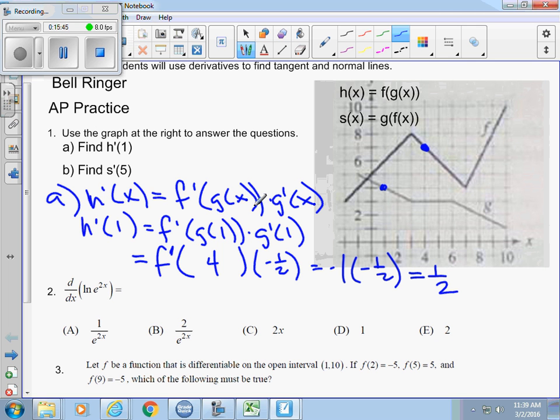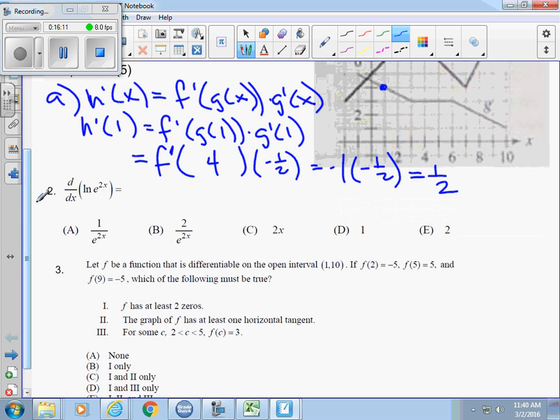I'm not going to do the next one, the s prime of 5. You would do it the same way, except one of the questions, which I don't even remember which one, ends up being at one of these sharp corners. What do you know about the derivative at a sharp corner? There is not one, so this whole thing actually does not exist, I believe, if I am remembering correctly from last year. All right, derivative of a logarithm at first glance.